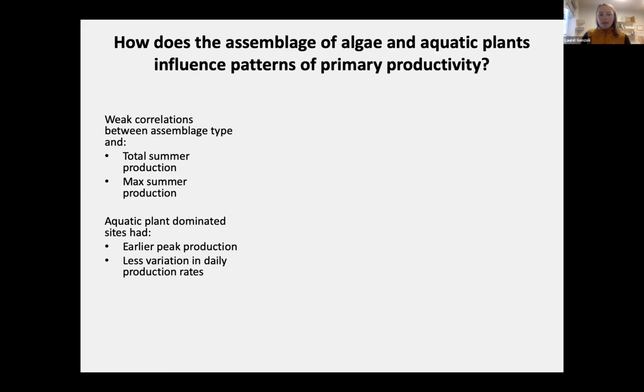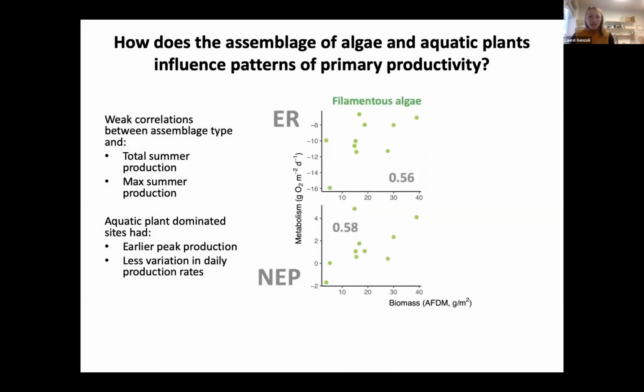But we also looked at patterns in respiration and the balance of respiration to production. And we have some interesting correlations here where sites that had more filamentous algae actually had less overall ecosystem respiration. So these highest algae sites, which are shown on the right side of the plot, had the least amount, this is a negative flux, so it had the least amount of respiration, which caused the most positive balance of respiration, or of production to respiration, or net ecosystem production.